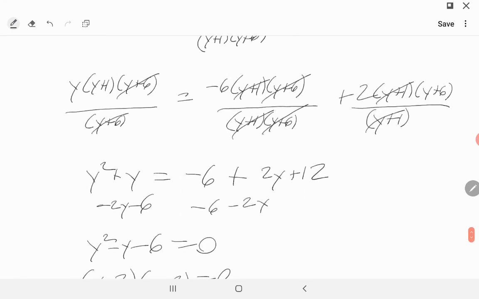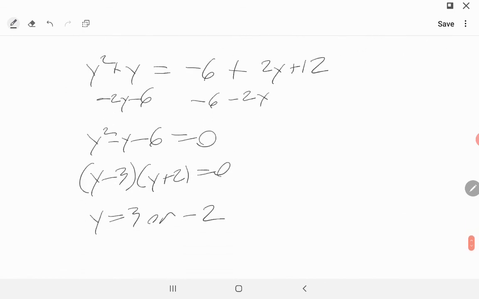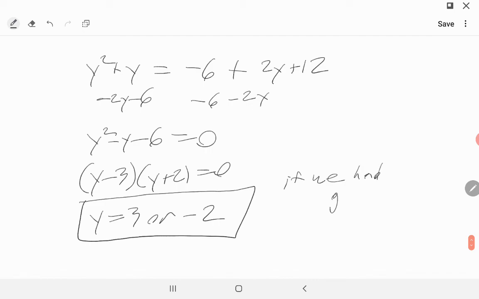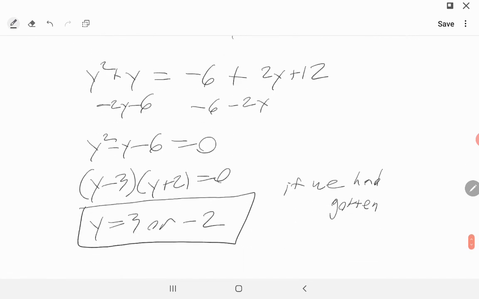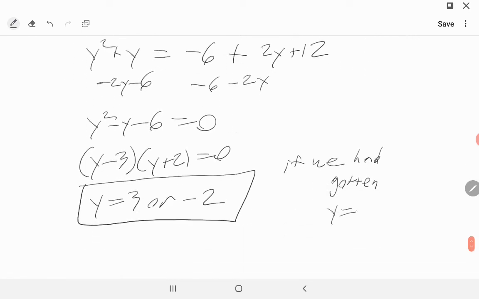But we have to double check that that's not going to cause any domain issues. And it doesn't. So we can use both of those. But we do have to check. So if we had gotten y equals negative 6 or negative 1, we would have had to exclude those.